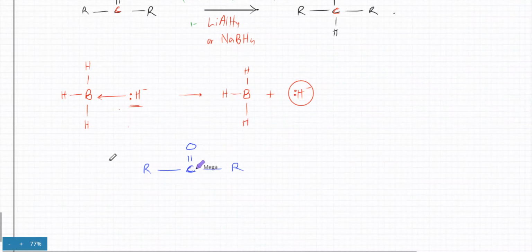TK, Ethan, Mohammed, can you hear me? Yes. TK, is the structure of BH4 clear? Isaiah, is this clear?